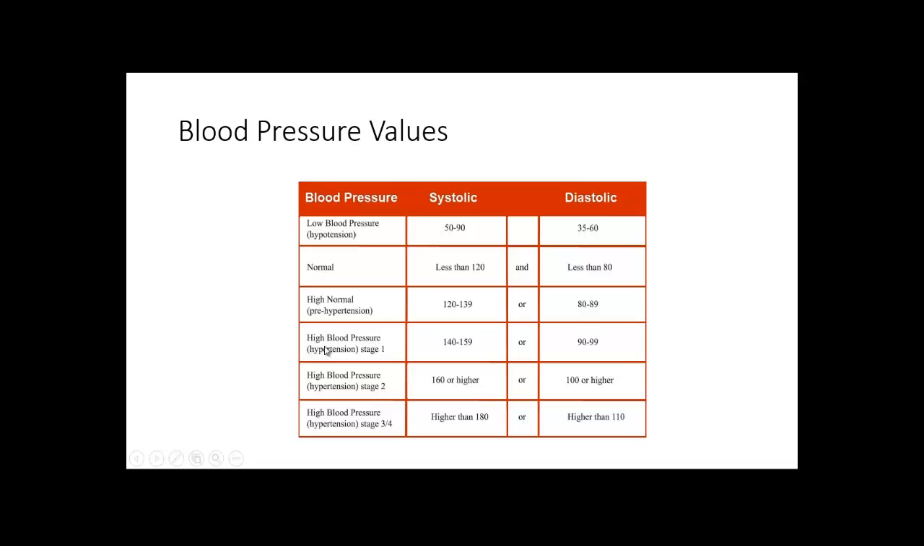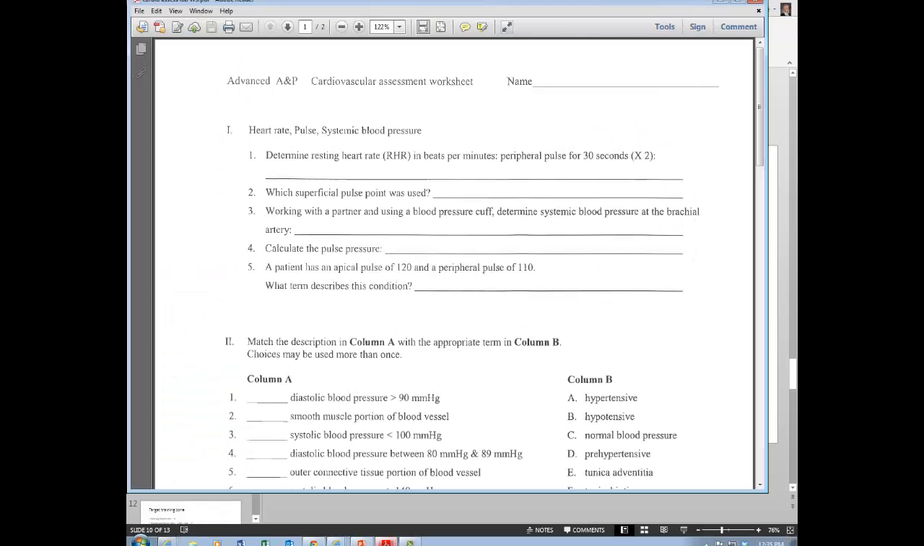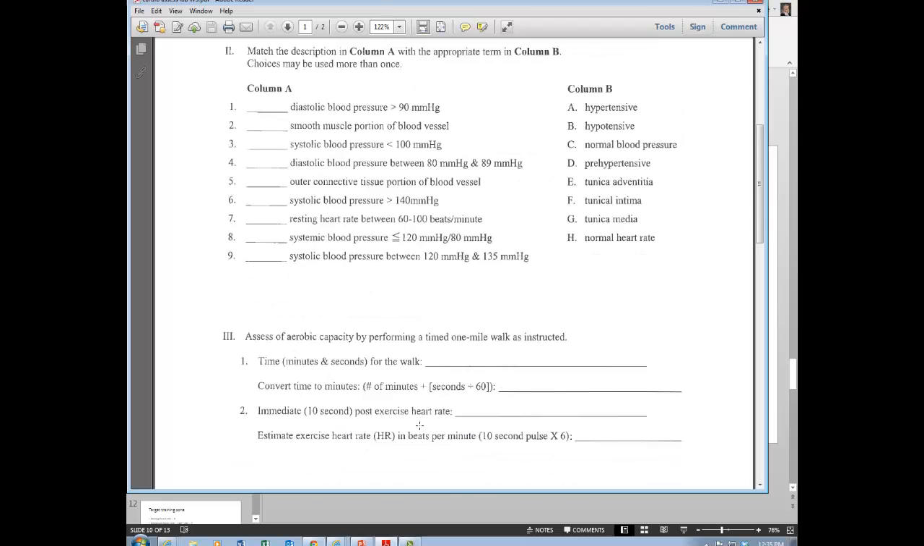So a measurement that you can get to determine how well you can deliver oxygen to your tissues during exercise is called the VO2 max. And these are the normal values for males and females. And if we really wanted to get an accurate measurement, we would get on a treadmill where they measure your heart rate and the carbon dioxide and oxygen levels in your exhale to determine your cardiovascular fitness. But what we're going to do is use a worksheet in class, and you're going to do a 1-mile walk test and gather some data from that. And that's described here in part 3 of your lab worksheet.